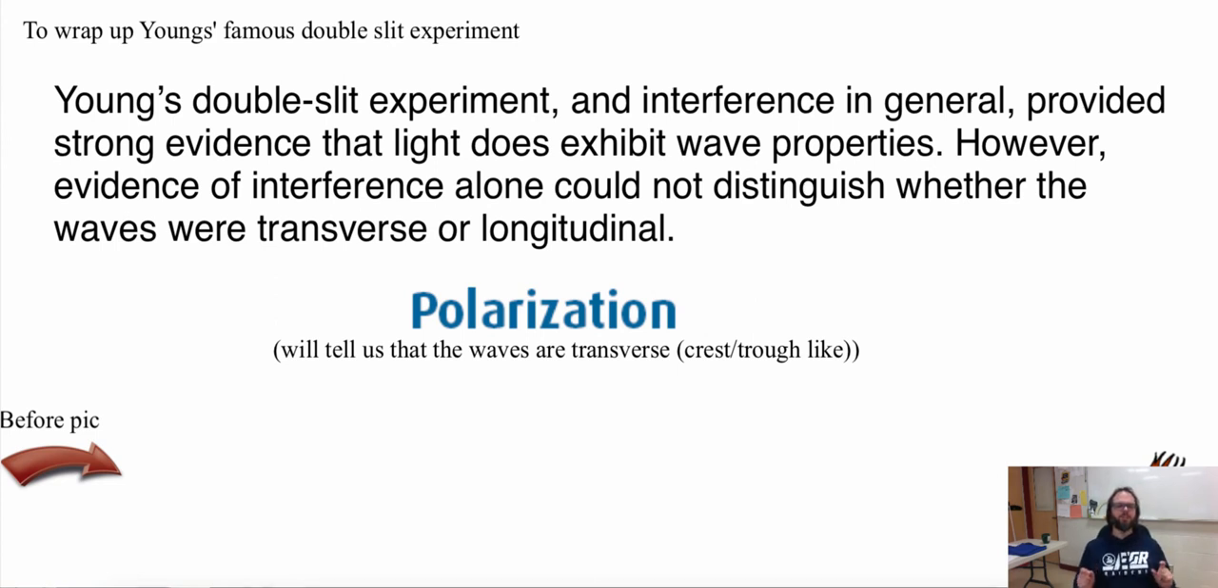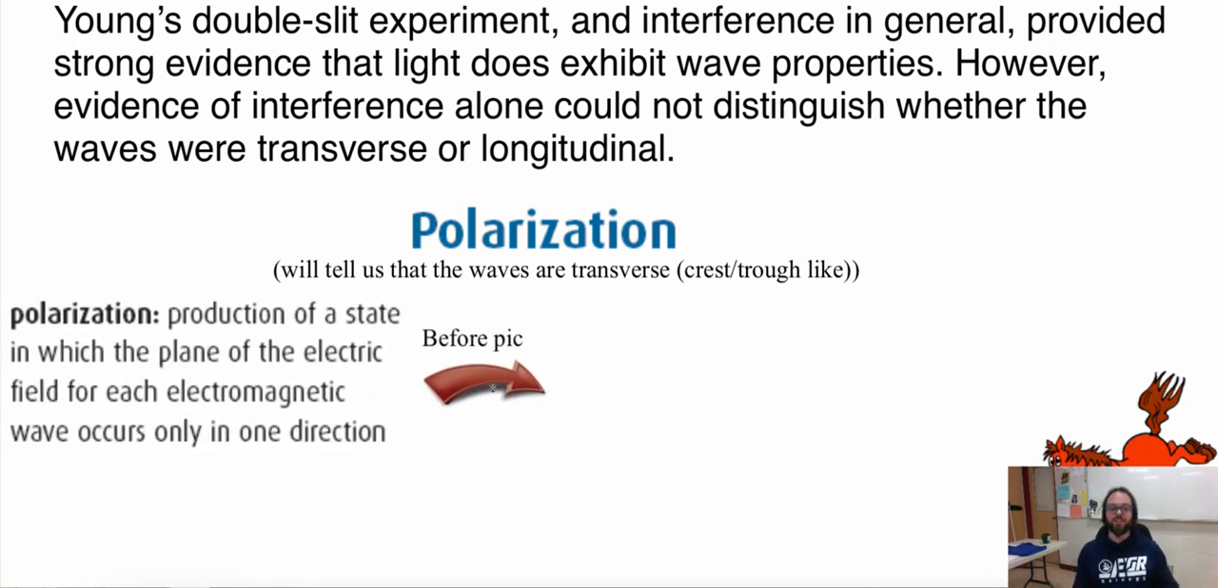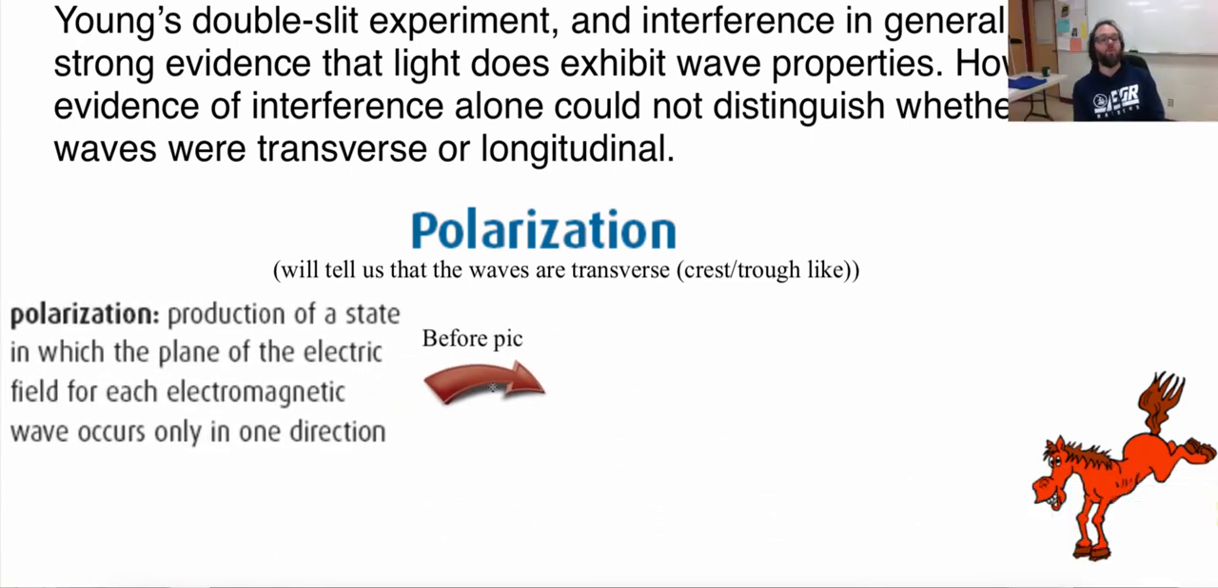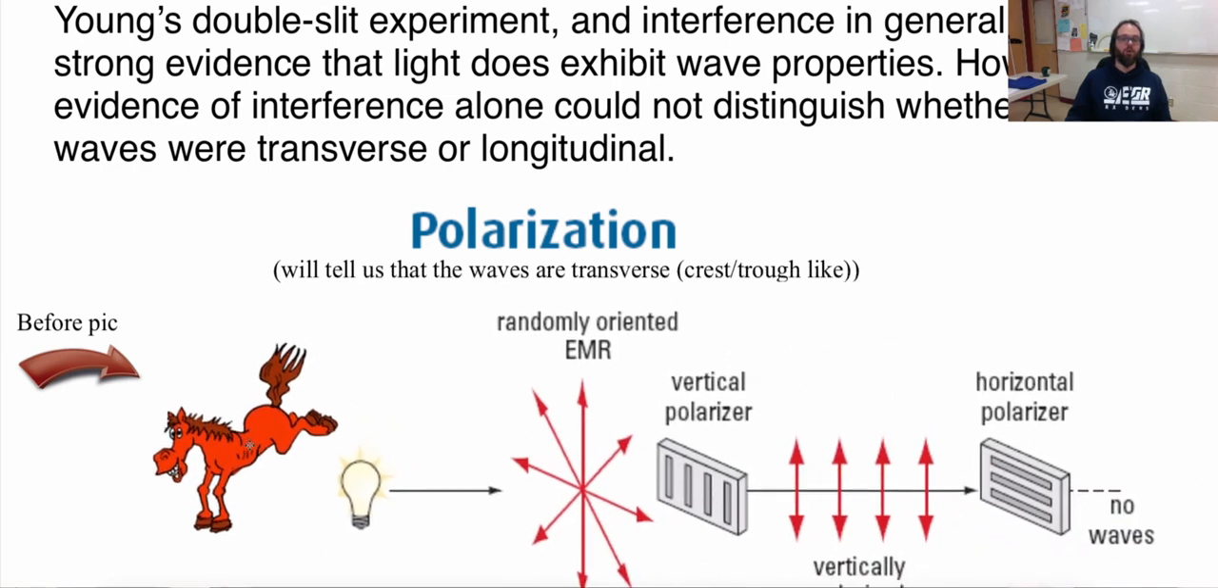Well, as soon as we use polarization, this will tell us that waves are indeed transverse, crest and trough, and not longitudinal. So what is polarization? Polarization is the production of a state in which a plane of either electric field for each electromagnetic wave occurs in only one direction. Okay? So we're going to make it so it only happens in one direction, not both.